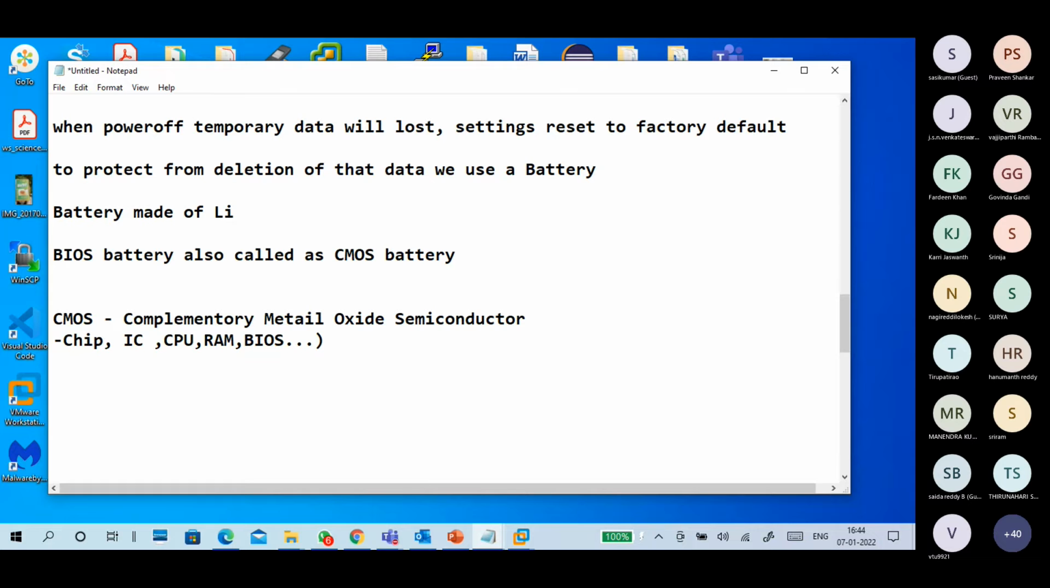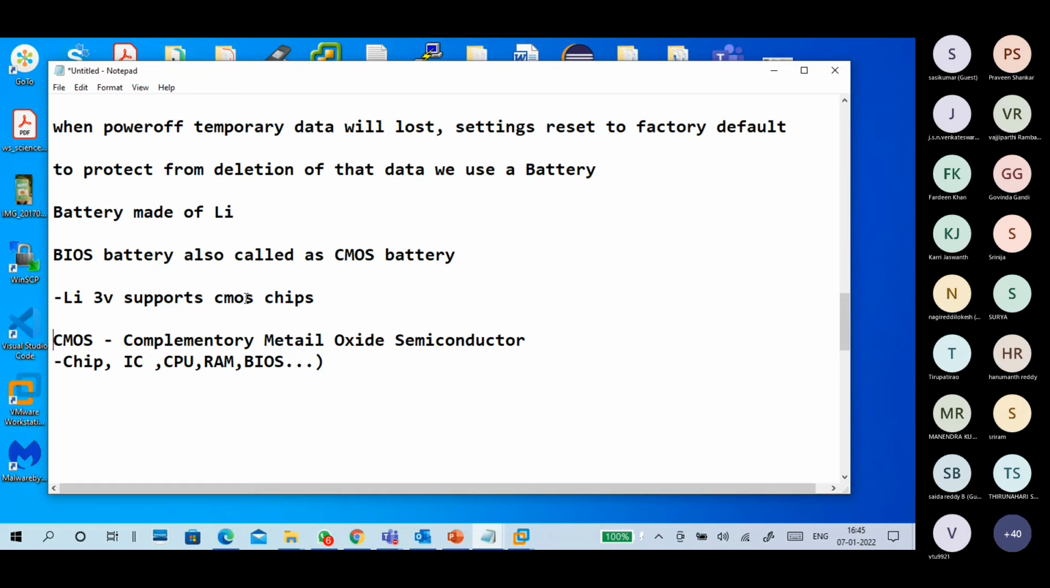Complementary metal oxide semiconductor. Because of that, lithium batteries support your CMOS chips. A lithium 3 volts battery supports CMOS chips. We call that one a CMOS battery. It has just become a terminology. Outside, it is called a CMOS battery.